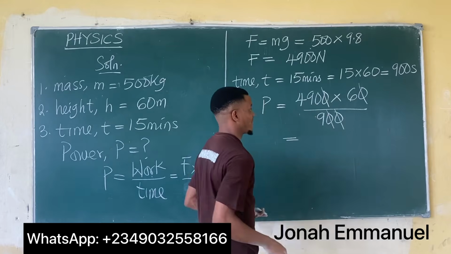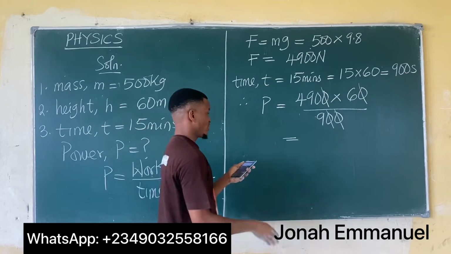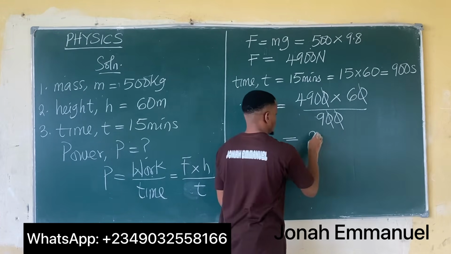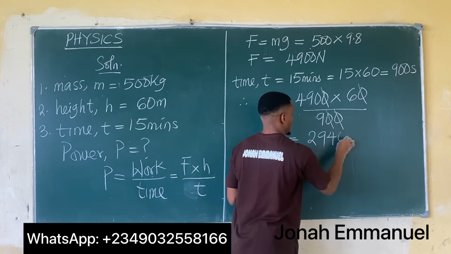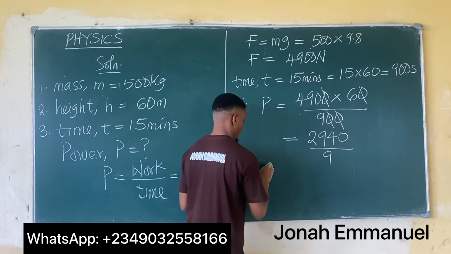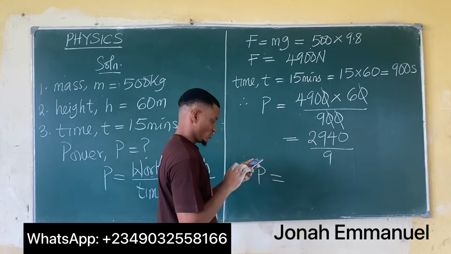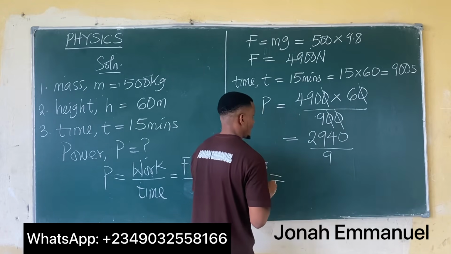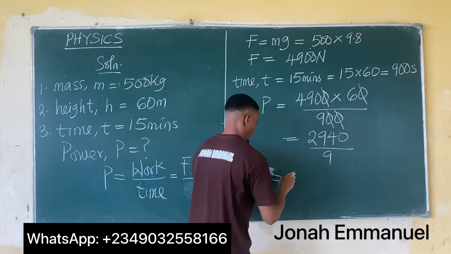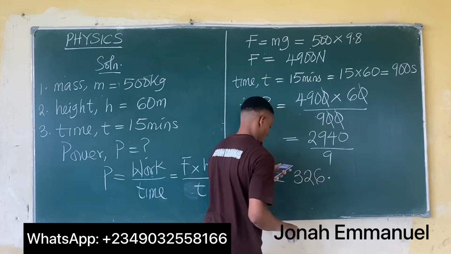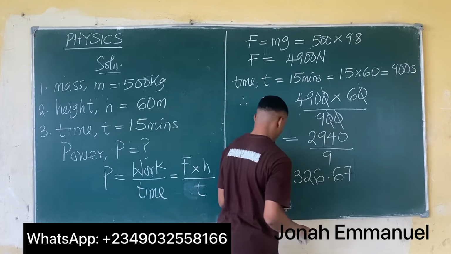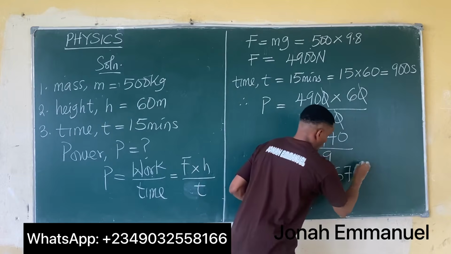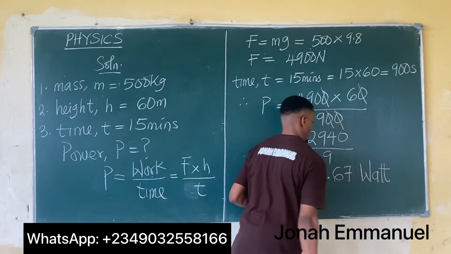Or you can just do your normal mathematical approach, whichever way you understand. So that becomes 490 times 6, about 2940 all over 9. So power P is equal to 2940 all over 9, that's about 326.67. Power, not pressure, please, power, of course, is measured in watts.